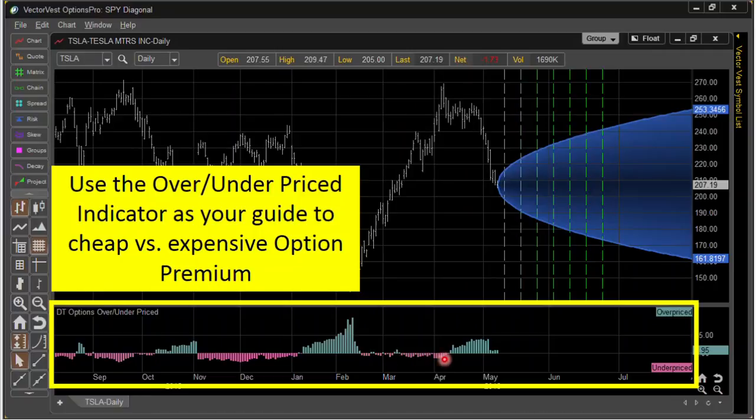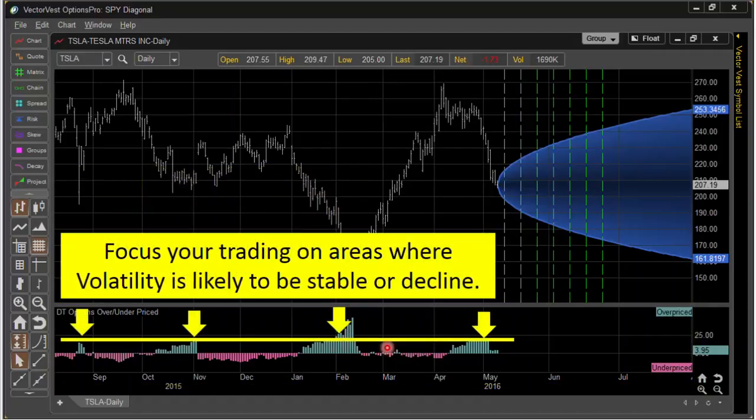and it's underpriced. Now, what we need to start doing is analyzing this and saying, where is volatility most likely to be either stable or decline? And the way that you have to do this, this is again kind of bringing Module 4 back. This is somewhat of an artistic thing. Now, this yellow line that I've drawn on the over and underpriced indicator, this is the last 4 times that options became overpriced on Tesla.